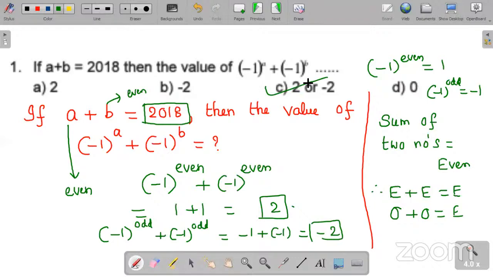Absolutely correct. C is the right option, because odd number plus odd number is also an even number, and even number plus even number is also an even number. These two cases we need to remember. That means A may be even and B may be even, or A may be odd and B may be odd. So we get two cases. If both are even, you get 2. If both are odd, you get minus 2. So 2 or minus 2 is the right answer. Clear? Yes or no? Right. C is the right option.